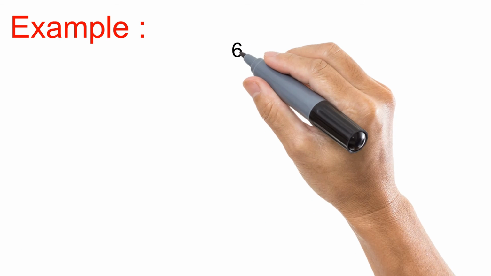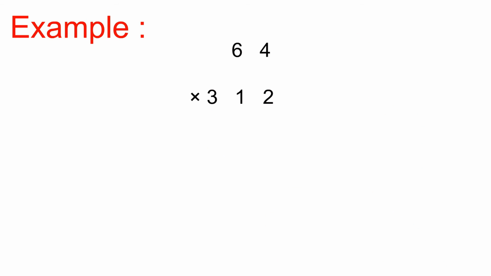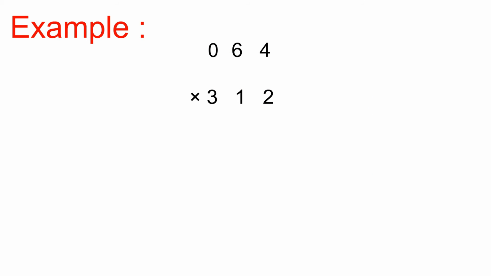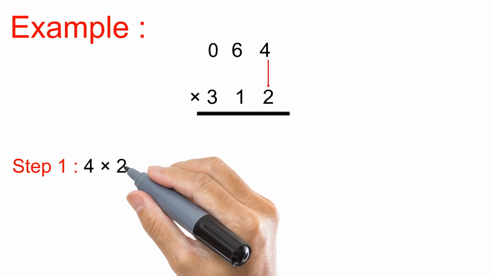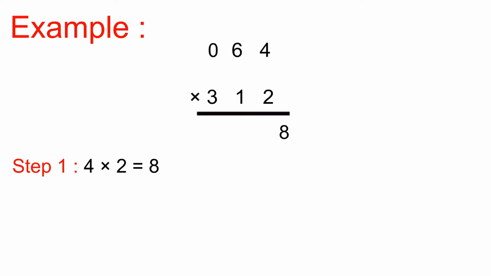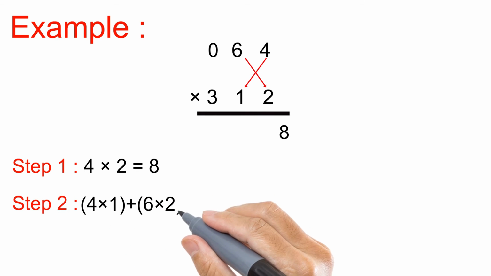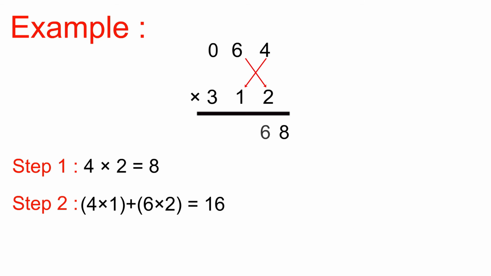Next, multiply 64 by 312. So here we convert the two-digit number 64 into three digits by writing 64 as 064 and apply the multiplication technique of a three-digit number by a three-digit number. Initially, multiply unit digits. 4 into 2 is 8. Then according to step 2, 4 into 1 plus 6 into 2, which is 16. We put 6 and 1 will be carry over.